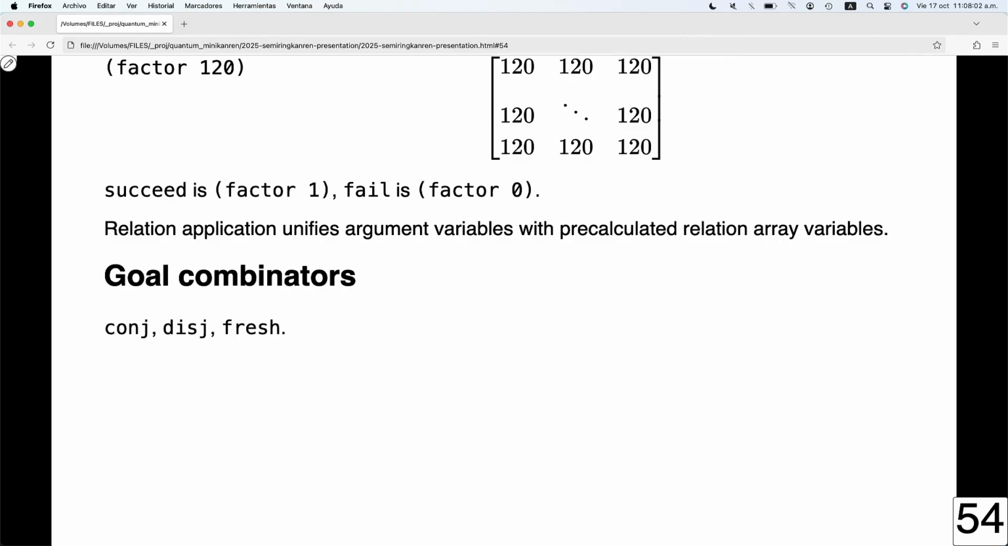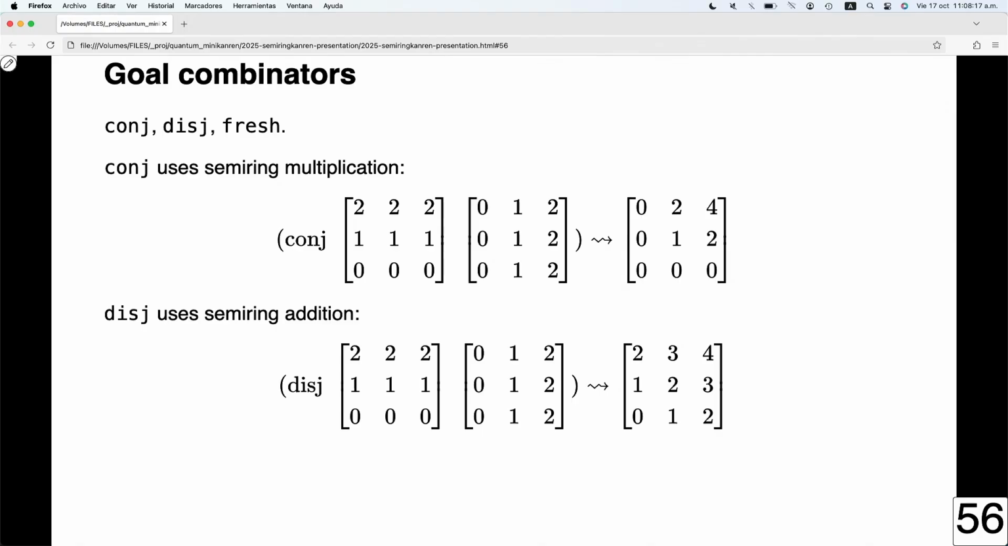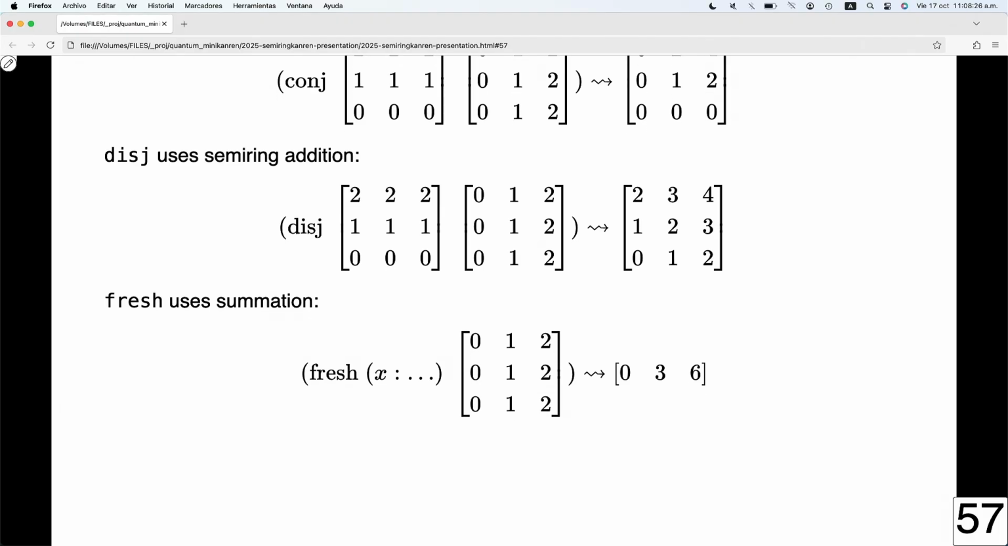So then there's goal combinators. Conjunction just corresponds to multiplication. So again, you'll remember for Booleans, and is the multiplication. So conjunction just generalizes that over any semiring. Disjunction is addition. Again, for Booleans, or is the semiring addition, so just following the same thing. And then fresh is summation over the variable axis. You can sort of think of it as a disjunction over all the values of the variable.